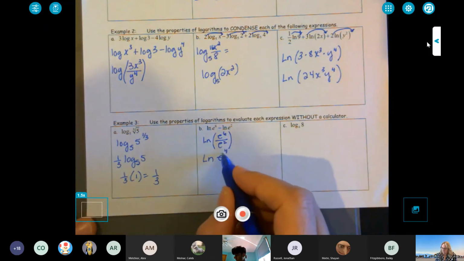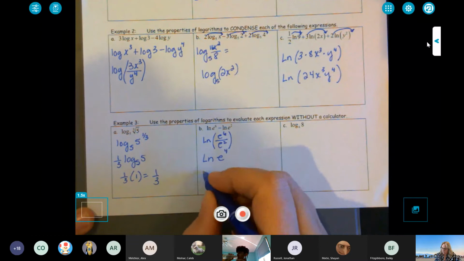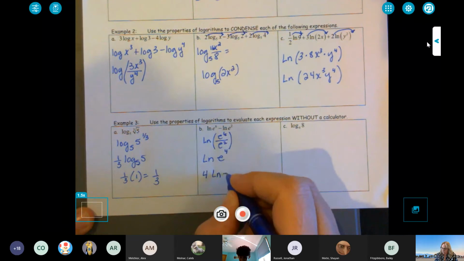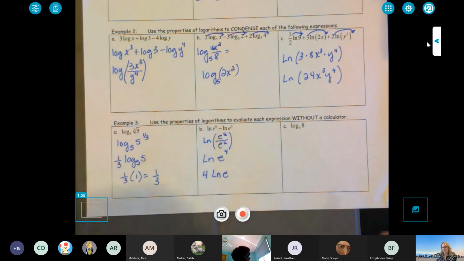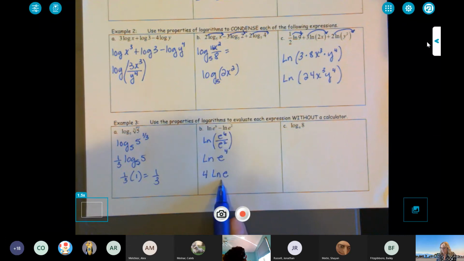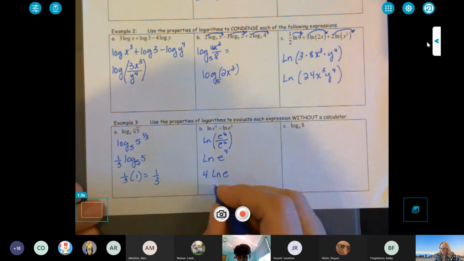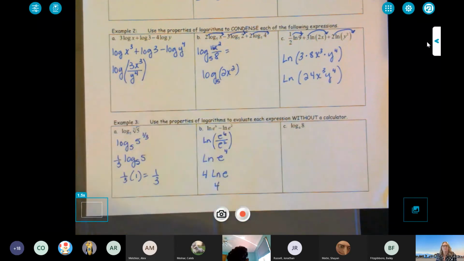And then, again, because this is an exponent, we can move that exponent out in front. And here we go again. The natural log of e is equal to what? This base right here is e. So when these are the same, e to the what power gives you e? 1. So this is 4 times 1, or just 4. Okay.